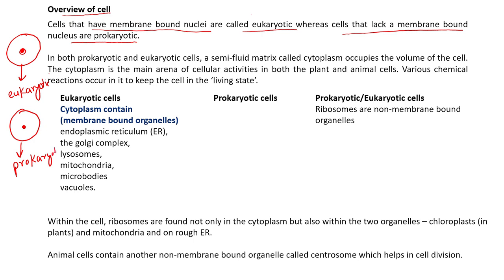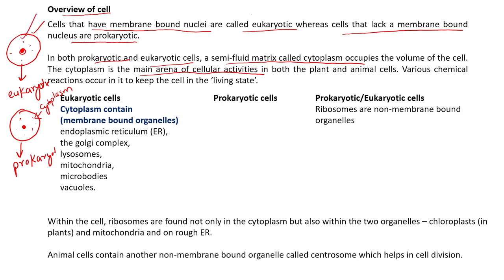And another thing, in both prokaryotic and eukaryotic cells there is a semi-fluid matrix called cytoplasm. So inside this cell there is some fluid present. I am showing this fluid in dotted form. This fluid is called cytoplasm. This cytoplasm is the main arena of cellular activity. Whatever cellular activity happens, it happens in this semi-fluid portion.